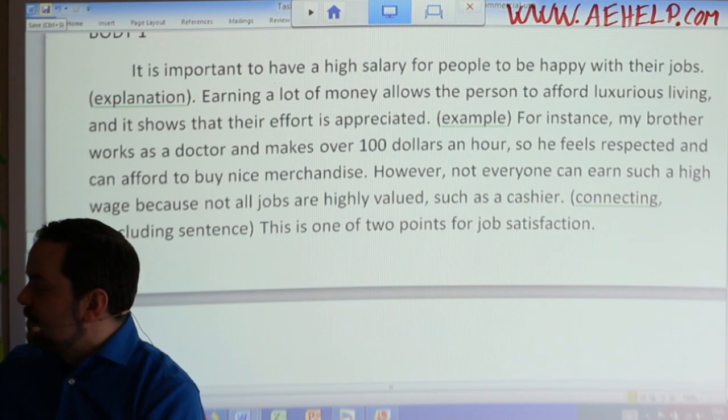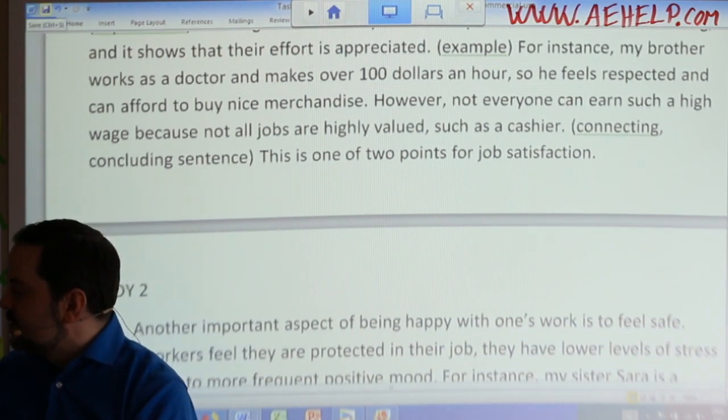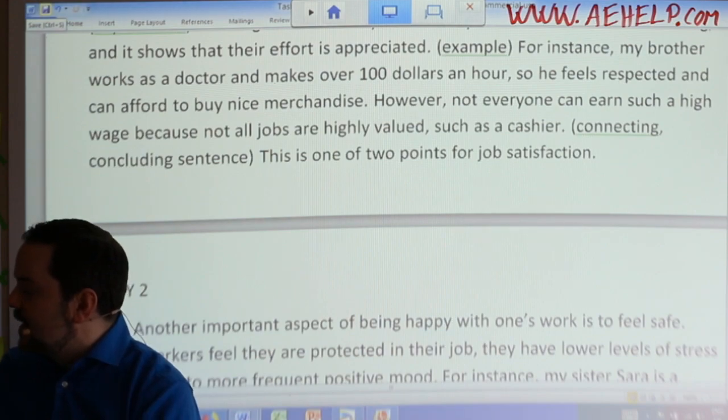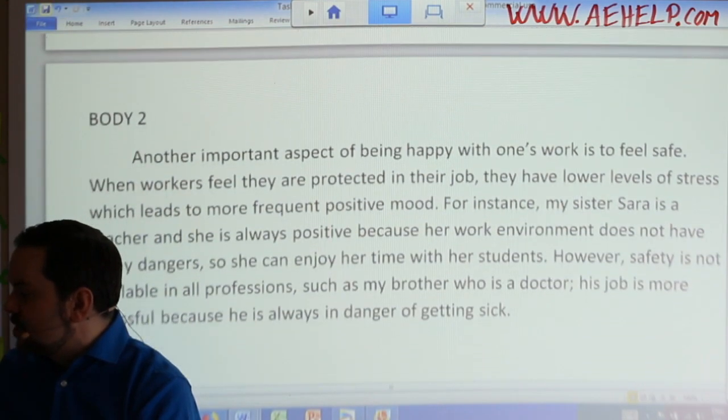For instance, my brother works as a doctor and makes over $100 an hour, so he feels respected and can afford to buy nice merchandise. However, not everyone can earn such a high wage because not all jobs are highly valued, such as a cashier. This is one of 2 points for job satisfaction.